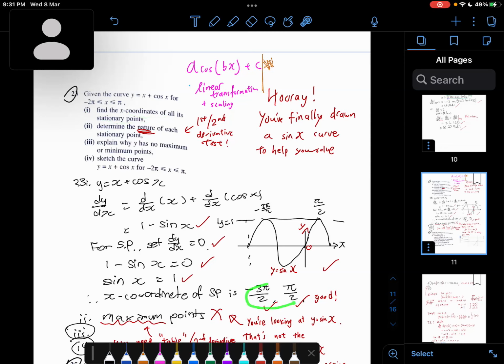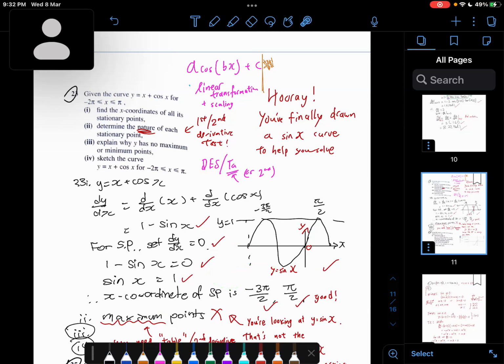You did it. Good. Part 2, determine the nature of each stationary point. When you see nature, please remember it's the TA step in the DESTA. Table, first derivative test, or second derivative test. So you didn't do that and you concluded maximum straight away. Can you tell me why you said maximum? I was looking at the graph that I drew. You're looking at a graph that you drew to help you solve the equation.